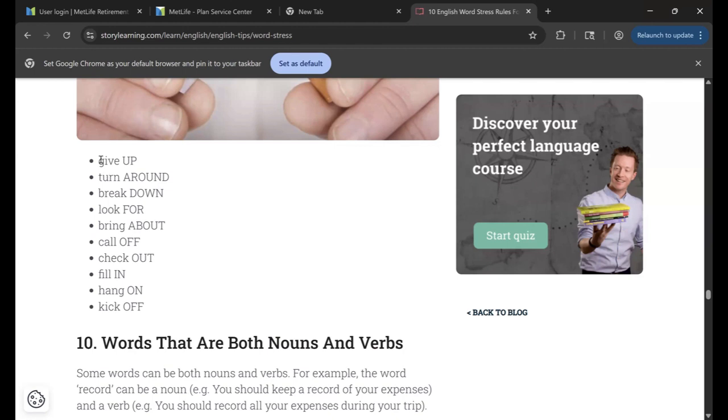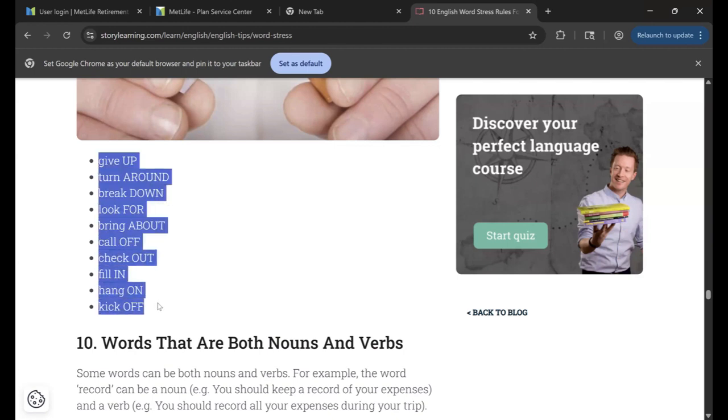Give up. Okay, give up. What does that mean? Just abandon. Abandoner. Okay, to abandon. That's good. Next. Turn around. What does that mean? Turn around just means se retourner. Yeah. Next.